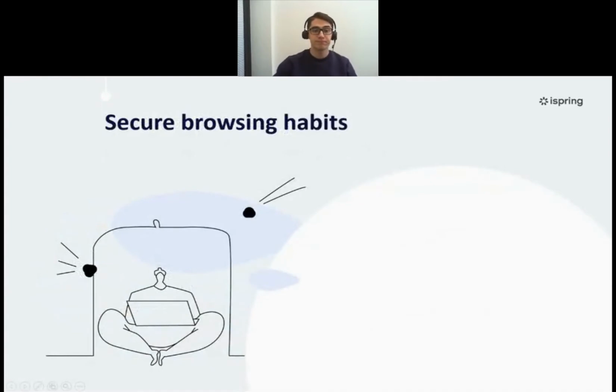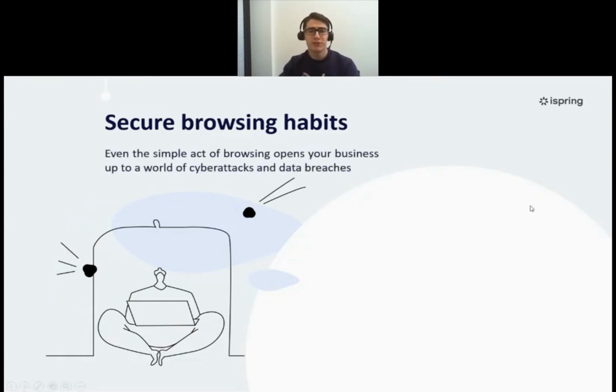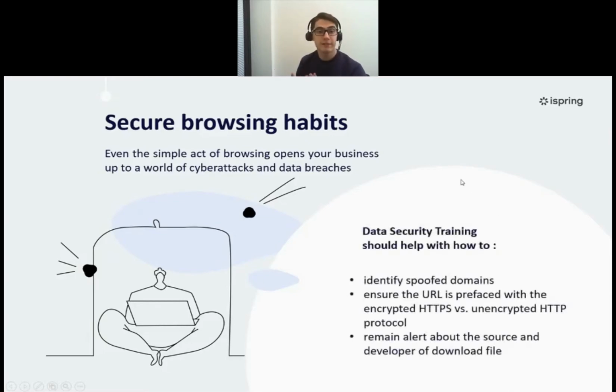All right, moving forward. Secure browsing habits are paramount for any business that gives its employees internet access. But even the simple act of browsing opens your business up to a world of cyber attacks and data breaches if they lack proper awareness. As such, this topic includes identifying spoofed domains, ensuring the URL is prefaced with the encrypted HTTPS versus unencrypted HTTP protocol, and remaining alert about the source and developer of your download file. Modern browsers notify you when you are visiting a website that doesn't support HTTPS, but anyway, you need to stay alert about that.